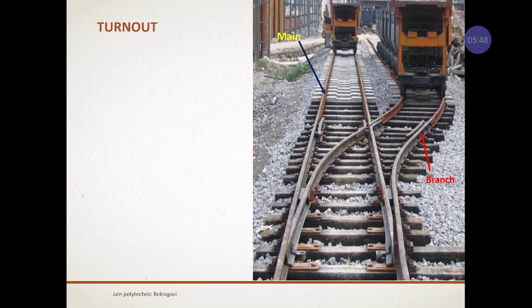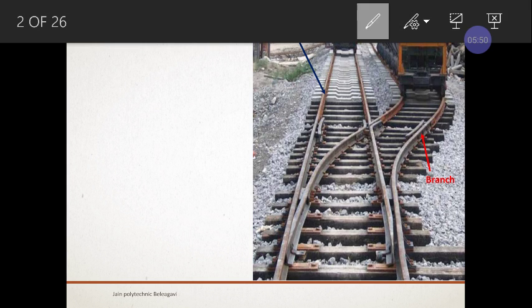So I will try to explain what is main and what is branch. You can see this straight track going on, right? That track is called the main track, which is straight in direction.